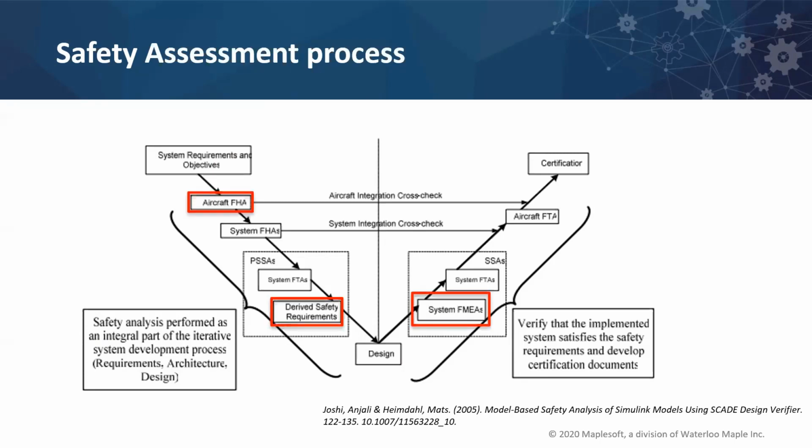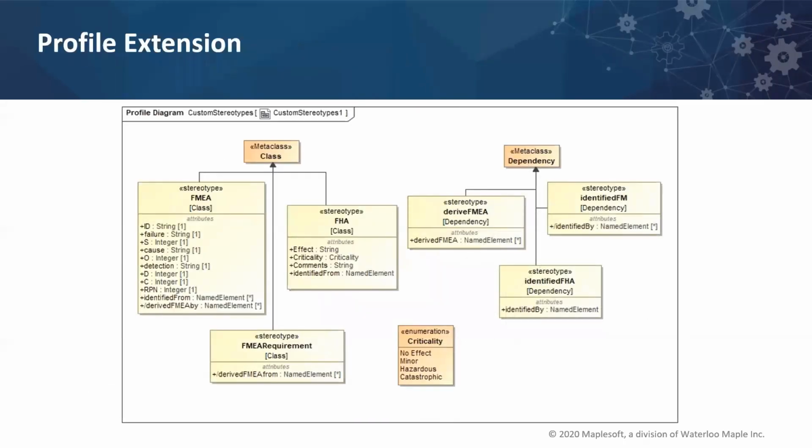So we'll do the FHA, that is the functional hazard analysis. We'll do the FMEA, and we'll see how we could add new derived safety requirements back into the SysML model. In order to do this, using Cameo, I have already created a model of a UAV, and I have extended the profile of SysML to add new elements that I'm going to capture based on my functional hazard analysis and my failure mode and effect analysis.